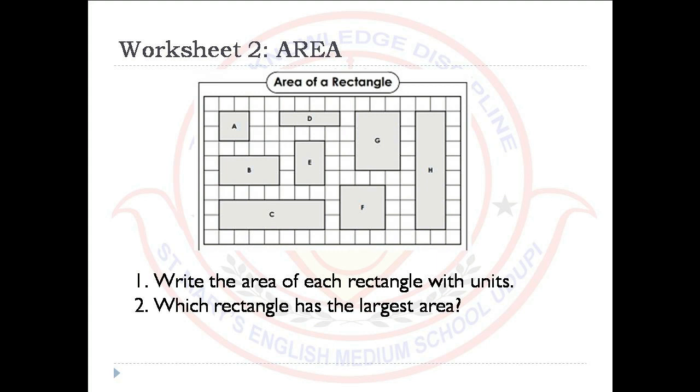That is nothing but first one, write the area of each rectangle with units. Second one, which rectangle has the largest area. First you have to find out how to find out the length. For example, if I take rectangle G, there are 2 grid lines vertically which divide the rectangle vertically into 3 parts, and 3 grid lines horizontally which divide the rectangle horizontally into 4 parts. So the length is 3 cm and the breadth is 4 cm.